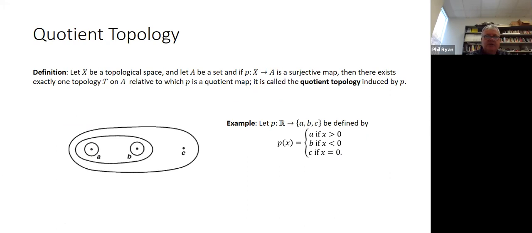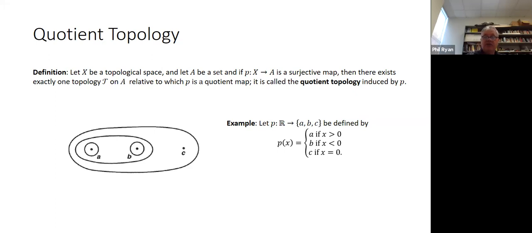So the idea is, we start off with a topological space X, and we have some set A that we've got a surjective map Q to. So there's exactly one topology that we can put on A relative to which Q is a quotient map, i.e. those are the maps such that the open sets of A are precisely those whose pre-image is an open set in X.